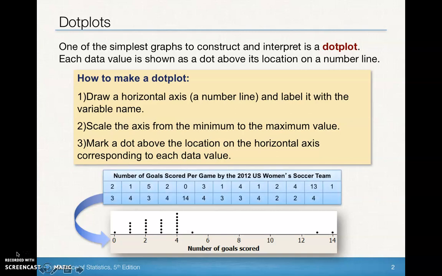So for example, number of goals scored in the 2012 women's soccer team. We've got 0, 1, 2, 3, 4, 5. Then there's a large gap for 13 and 14. So you can't put 13 and 14 close to the 5 because it has to follow the same scale.